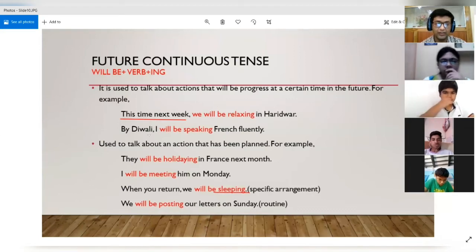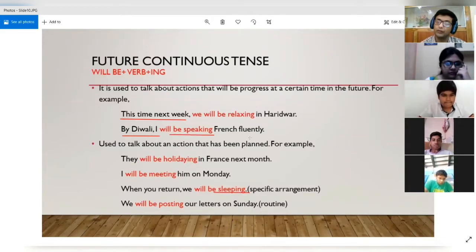The second example is similar. By Diwali, I will be speaking French fluently. So in this case also, by Diwali is the certain time in future we are talking about, and what will be happening: that I will be speaking French fluently. So this action will be going on at that time, at that certain time in the future.